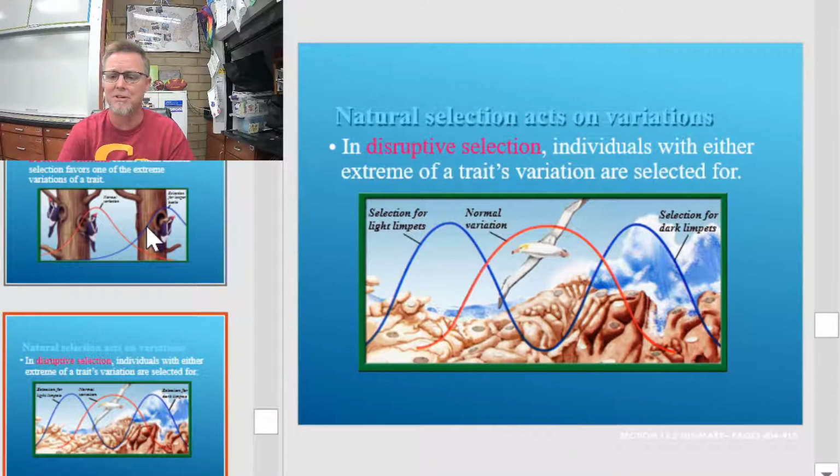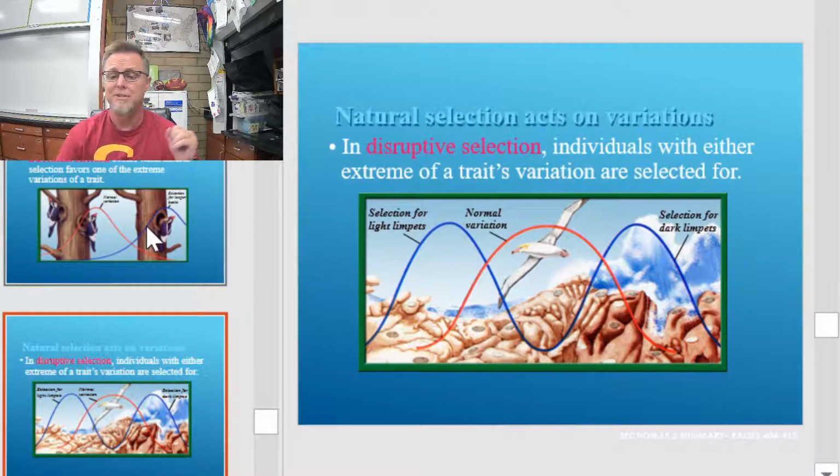And then there's disruptive selection. Disruptive selection occurs when there's favoritism for both extremes and the average is selected against. So here we got little limpets that are living here on these rocks. You got to look close. They're there. Take my word for it. They kind of look like little sand dollars.